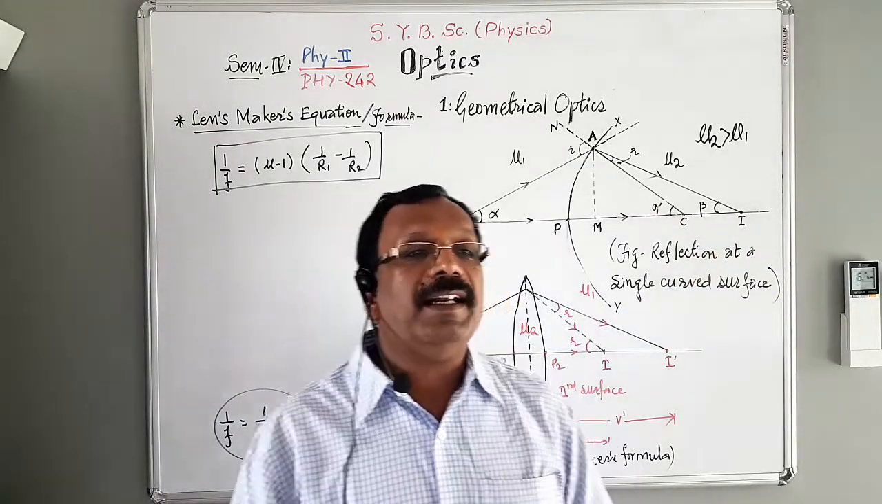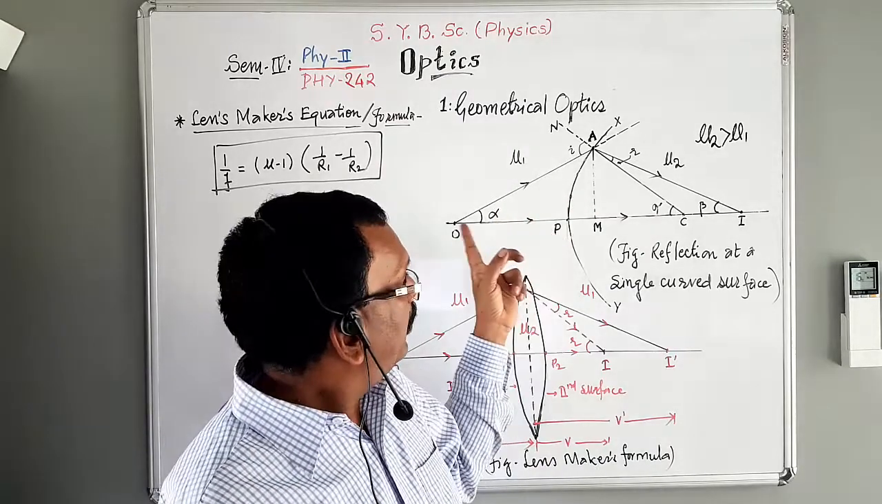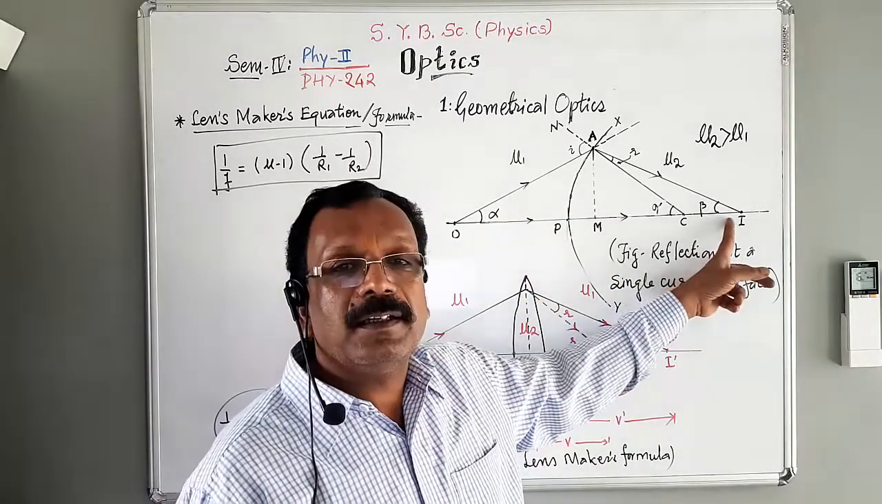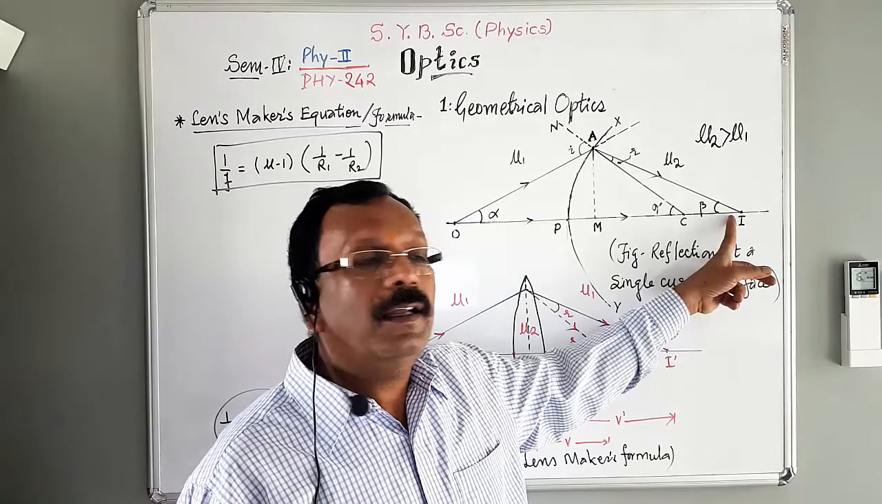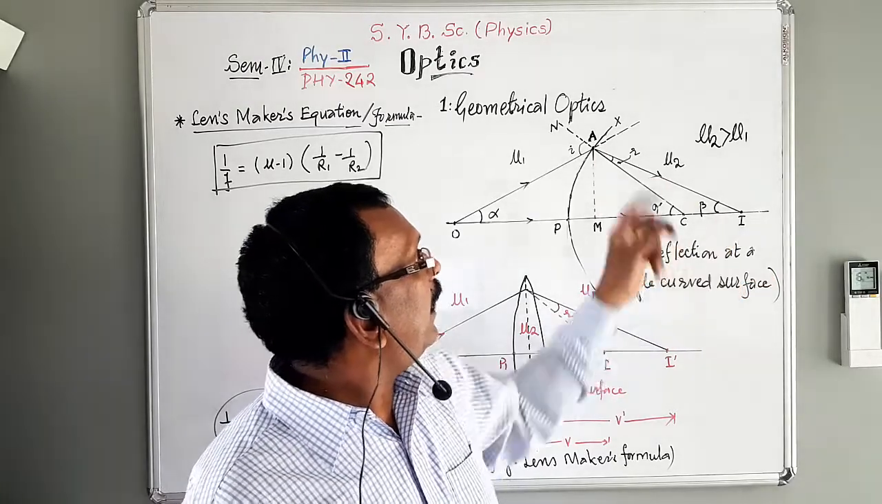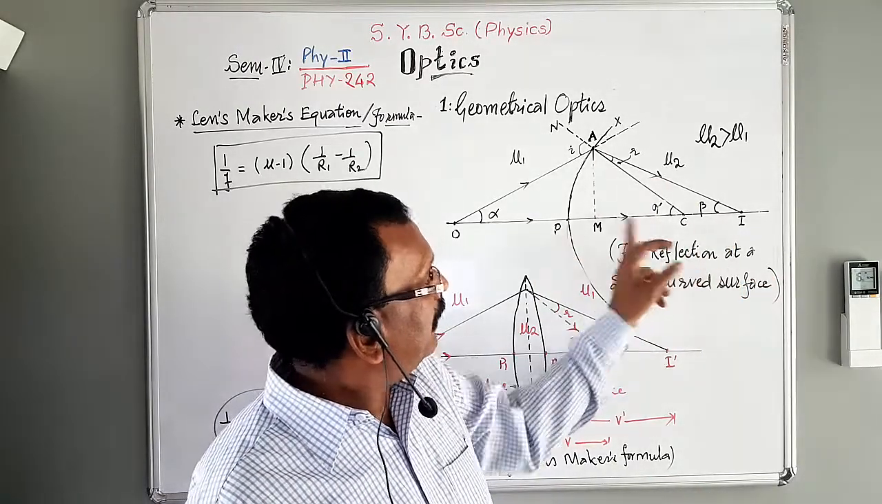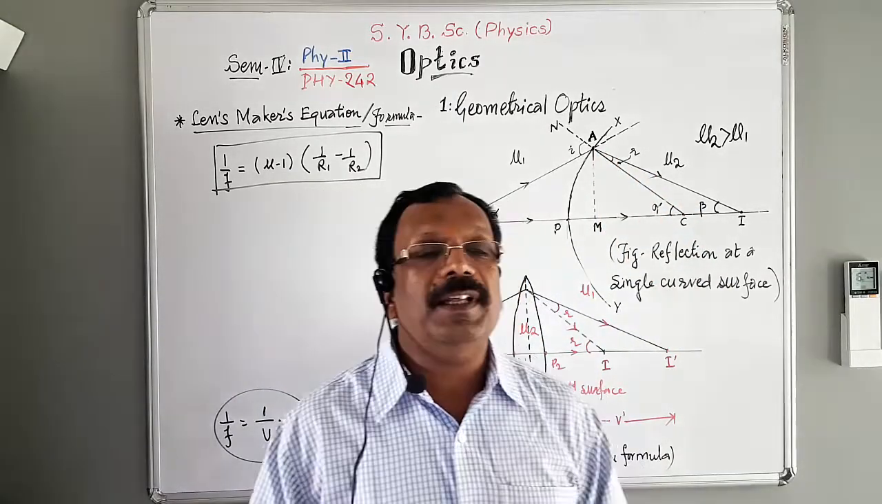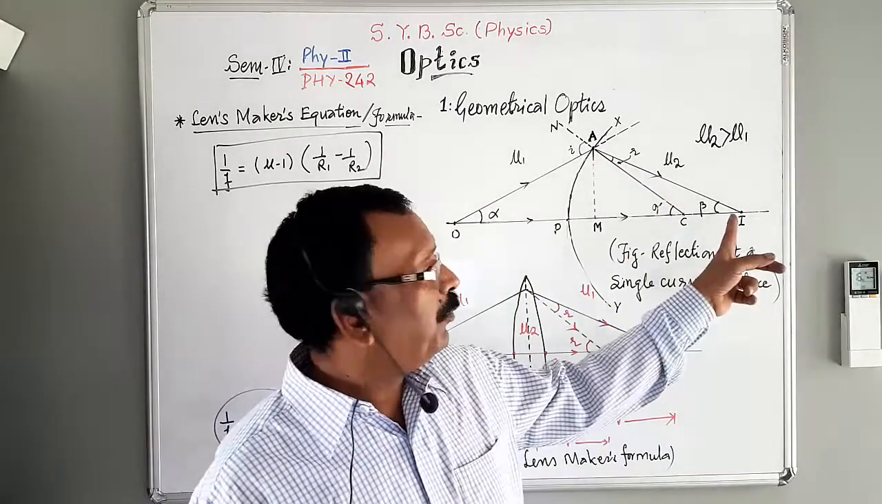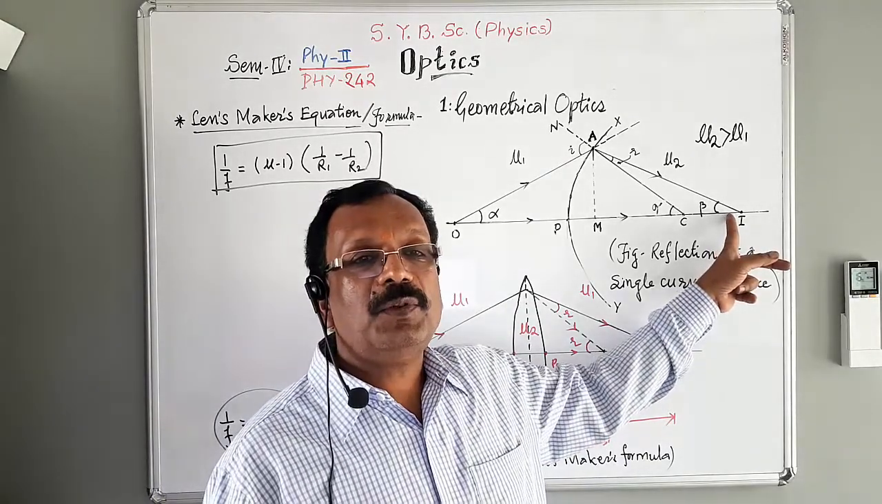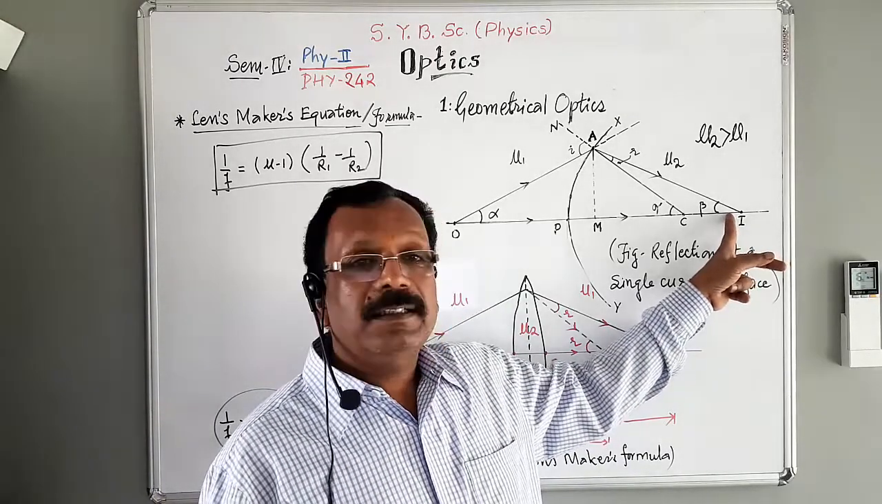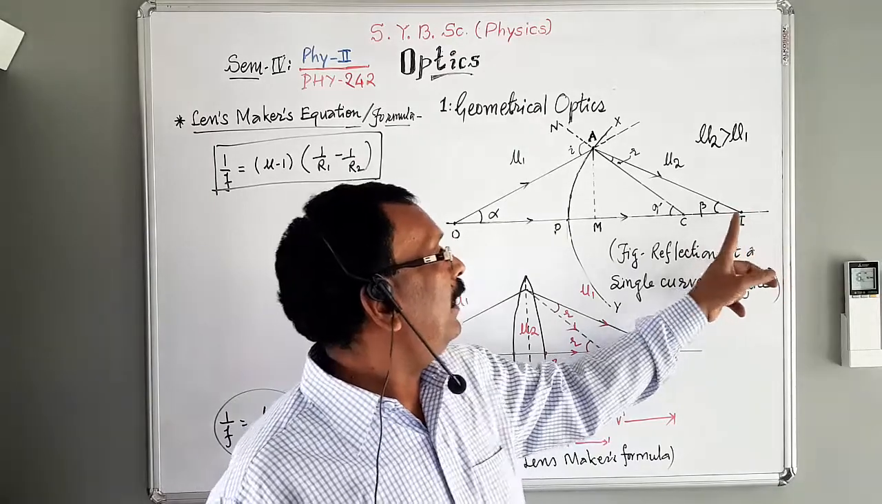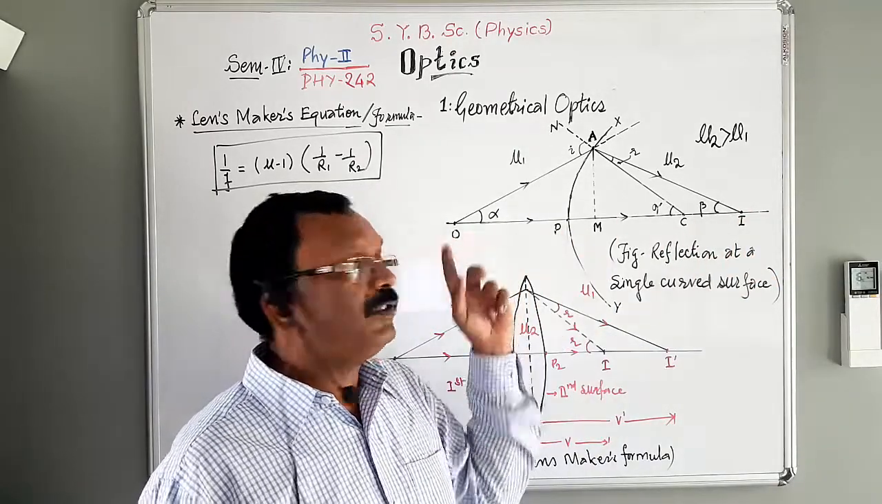The two refracted rays, PI and AI. PI is the refracted ray and this is another refracted ray AI. These two rays meet at a point I. So, a real image I is formed of this object O.